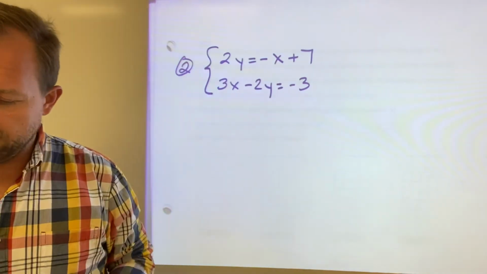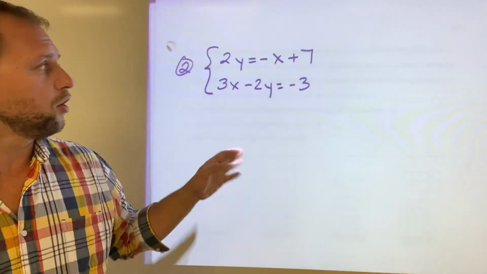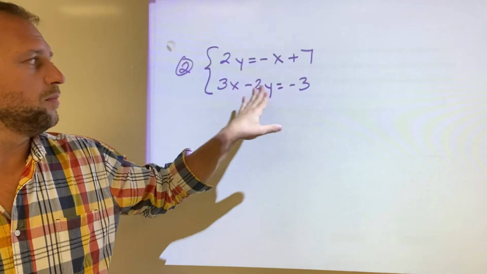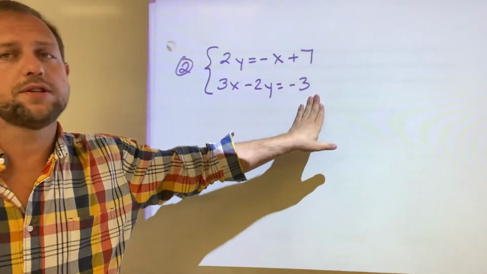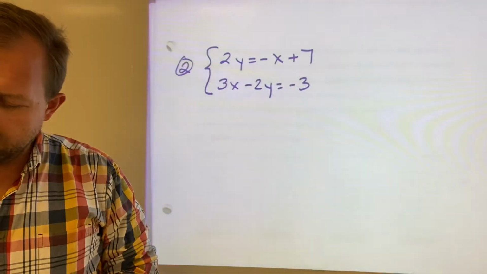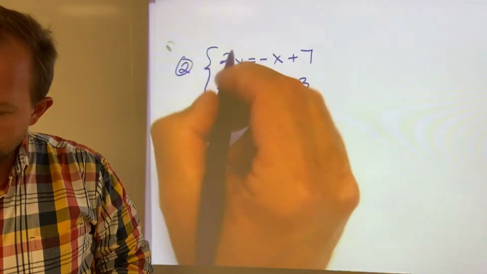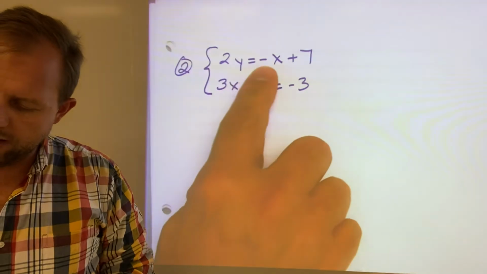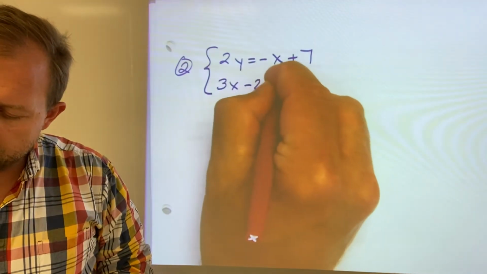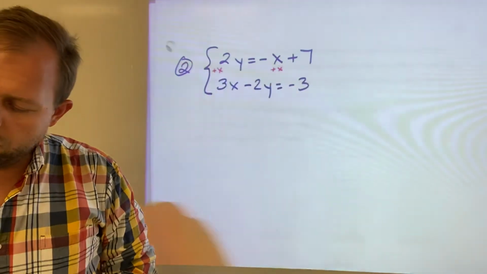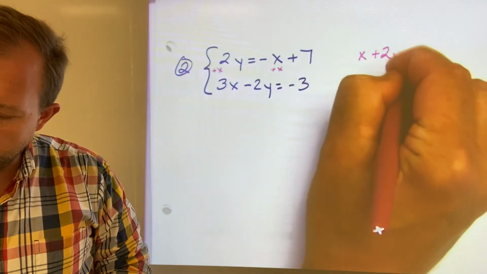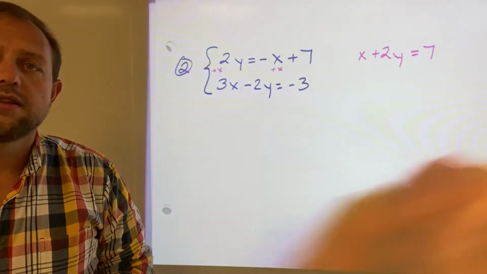We've got to get it back into what we've called standard form. Normally when we do elimination problems, we always put in standard form. X term, y term equals constant. So when we go to do that, we're going to have to reorganize the top one. We're going to have to take that 2y equals negative x plus 7, and we're going to have to add x to both sides. So when we rewrite this, we get x plus 2y equals 7.